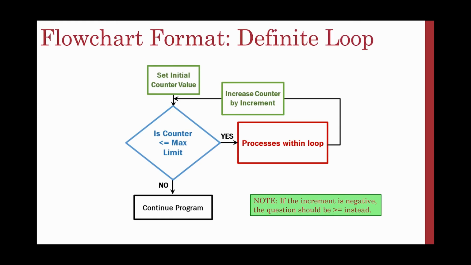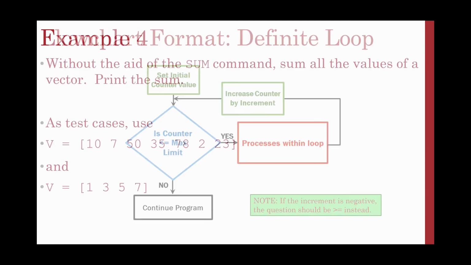So what does a flowchart for a definite loop look like? So we still have our initial values. We set our initial counter. We ask if our counter is less than the max. If it is, we proceed within our loop and we increase the counter by 1, and this keeps going until our max limit has been reached. And then we continue the program. Note, if the increment is negative, the question should be asked if it is greater than or equal to, not less than or equal to. So it gets a little tricky with how you want to phrase your logic.